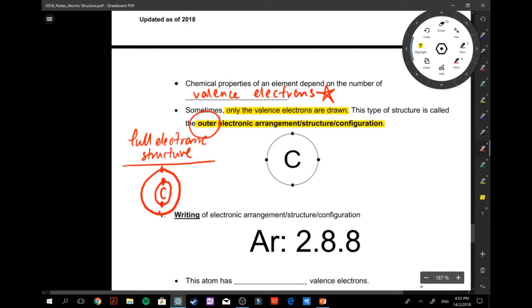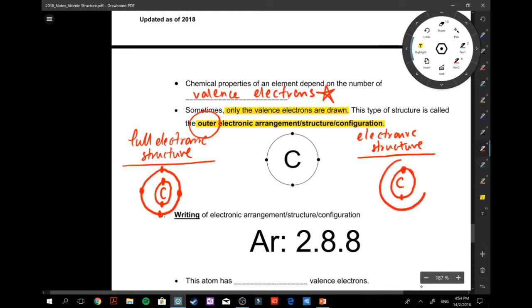North, south, east, west. Right? You realize that there's the innermost shell for this structure. What if the question only asks you to draw the electronic structure? That means it didn't specify whether they want the outer or the full electronic structure. In this case, you have to draw the full electronic structure.